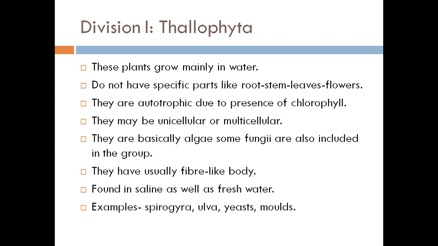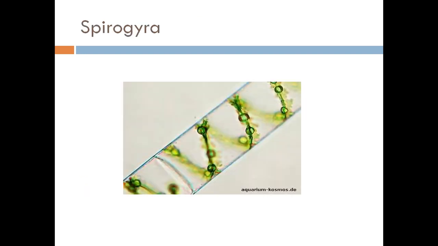Examples of Thallophyta are Spirogyra, Ulva, yeasts and molds. Yeast, everybody knows, is normally used in making bread. This is how Spirogyra looks. You can see over here, it's only a fiber-like structure, and inside, these are all cellular structures.